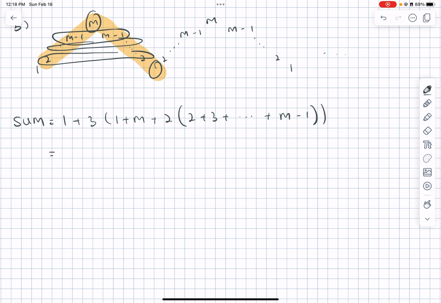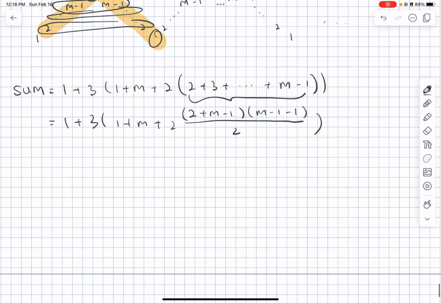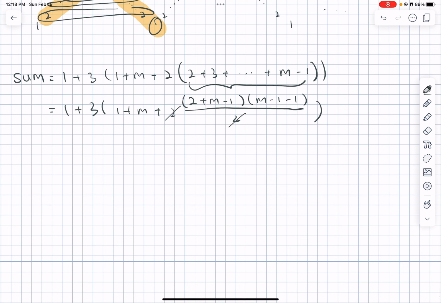So let's simplify this. So this sequence right here, this is an arithmetic sum, and the arithmetic sum formula is going to be the first term plus the last term, 2 plus m minus 1, times the number of terms, so it's going to be m minus 1 terms, and divided by 2. So the 2s here can cancel out, and then let's just keep simplifying.